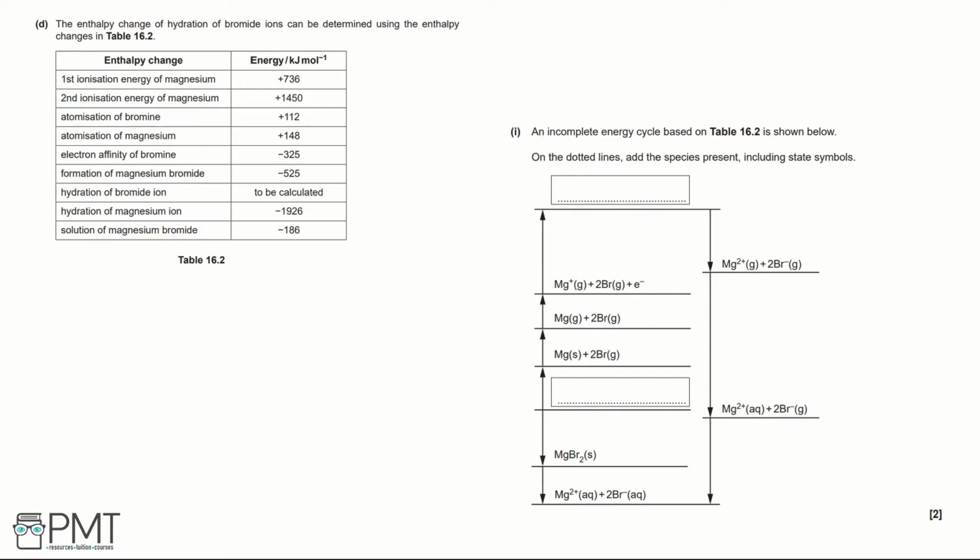Part D. The enthalpy change of hydration of bromide ions can be determined using the enthalpy changes in table 16.2. Part 1. An incomplete energy cycle based on table 16.2 is shown below. On the dotted lines, add the species present, including state symbols. So if we start with the formation of magnesium bromide, which is going to be in this part here. So that's magnesium as a solid and bromine as a liquid.